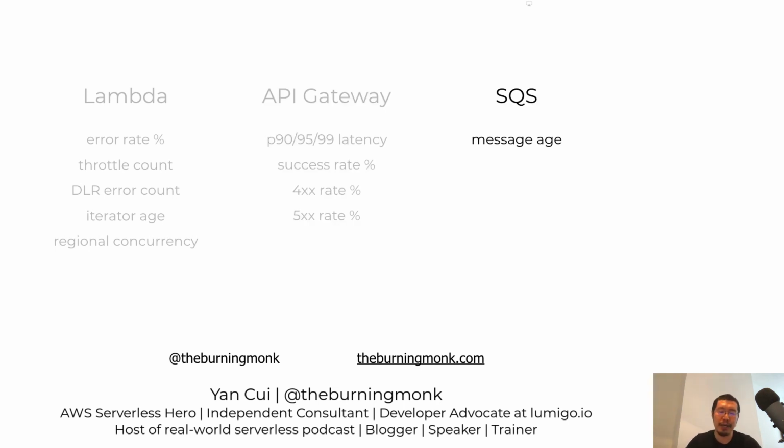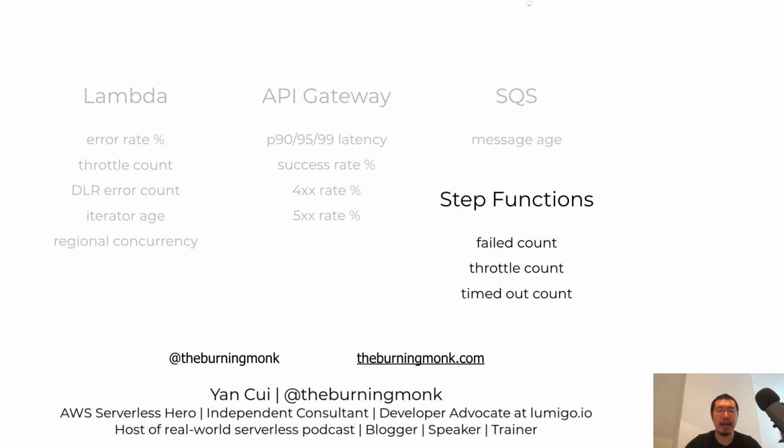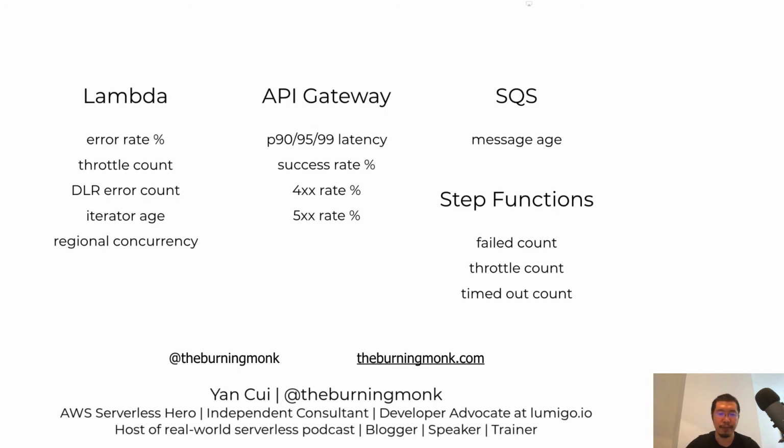And when I'm using SQS, there's also a metric called the approximate age of the oldest message, which I often monitor as well. Again, it tells me when my processors are falling behind. And for Step Functions, I don't expect them to fail, get throttled, or time out, so always have alarms against those. So those are the basic set of alarms that I typically have in my application.